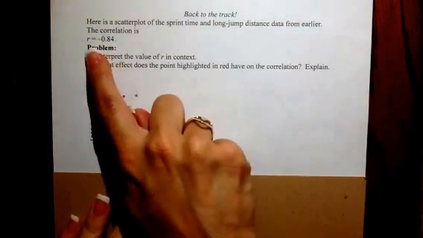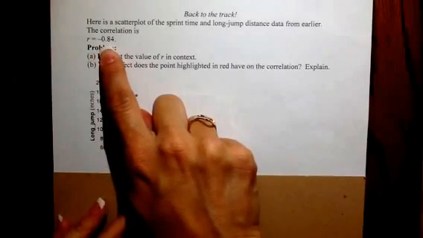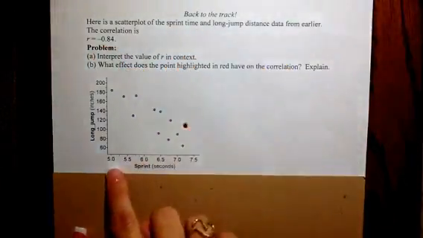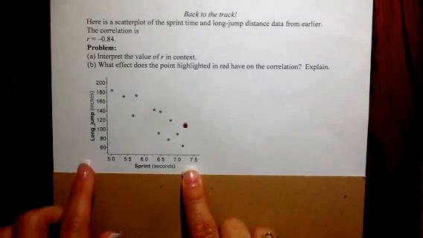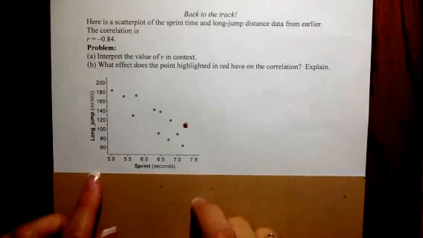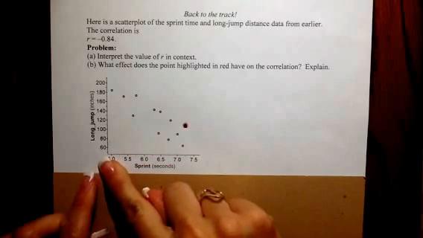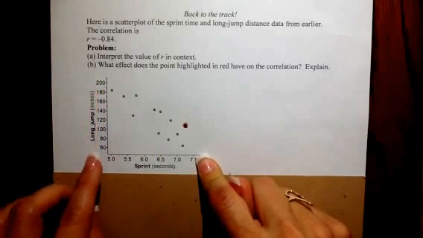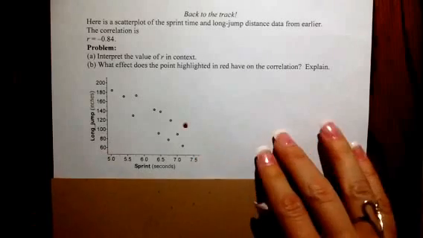So with our r being negative 0.84, we know that it's negative, which means, as we thought, as our sprint time decreases, our long jumps increase. The slower you were running, the shorter your jump was.